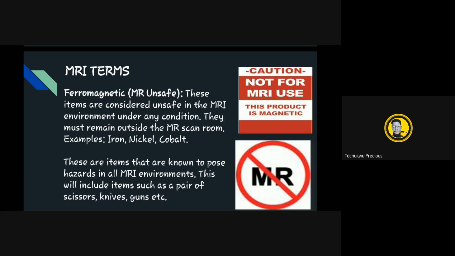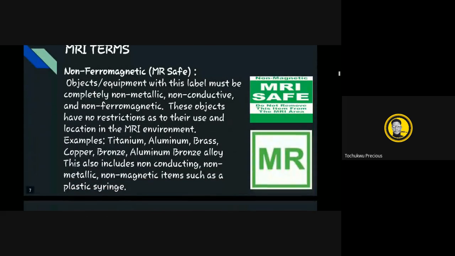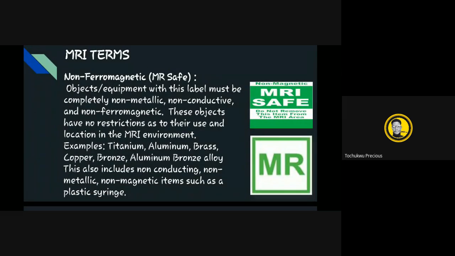And then we have this sign. You see it on most equipment or most things that are not MRI safe. You have this caution sign that forewarns you. Then we have non-ferromagnetic, which are MRI safe. They are objects with this type of label that is being displayed. They are non-metallic, non-conductive, and non-ferromagnetic. They have no restrictions as to their use in the MRI environment.